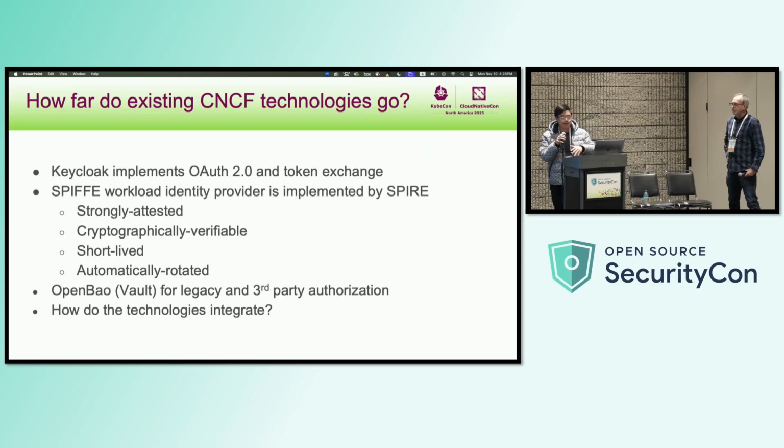Okay, so again, we know how to do this. We've been doing this for years. These are the different ingredients. For an OAuth provider, you can use something like Keycloak, which implements OAuth2 and token exchange. We already talked about SPIFFE and SPIRE. These are all CNCF projects. And for a secure credential store, you can use something like OpenBao or Vault. And the question is, how are we going to put all these together? And now I'll pass it on to Mariusz. The key challenge is, how do these different technologies integrate?